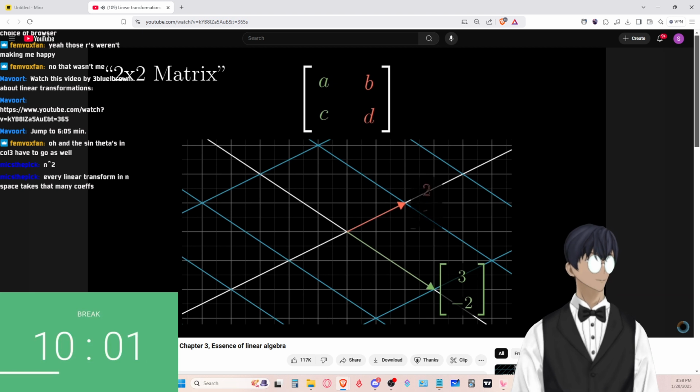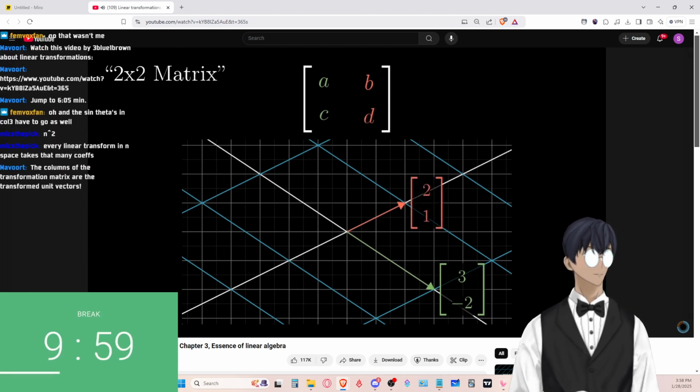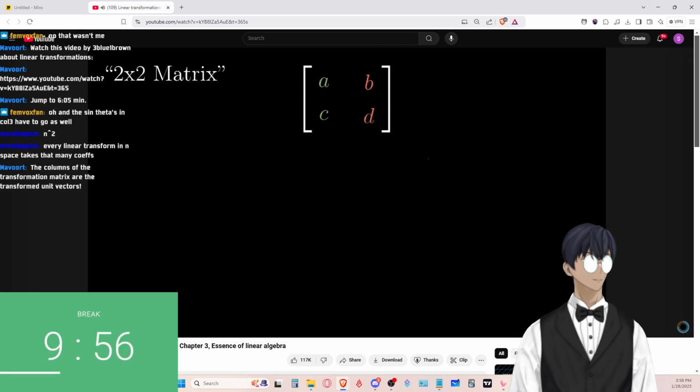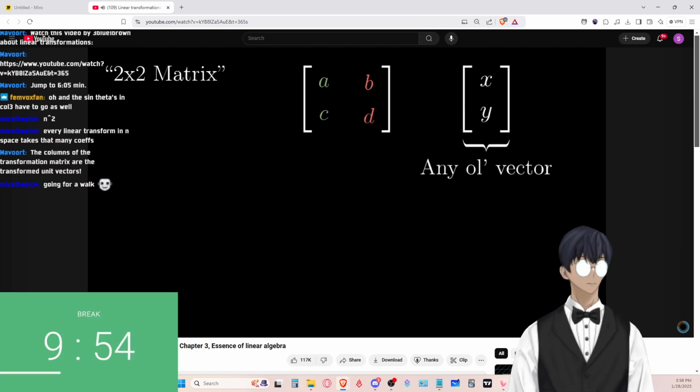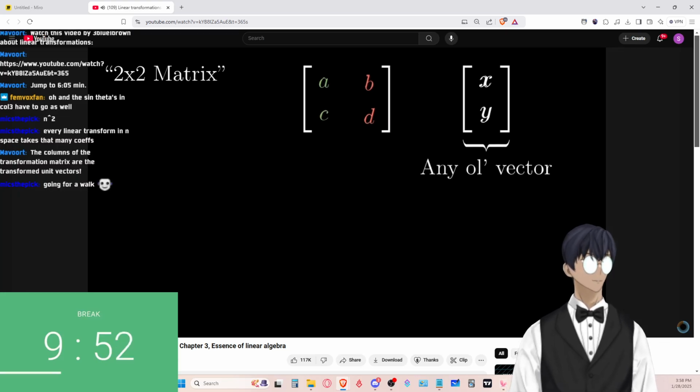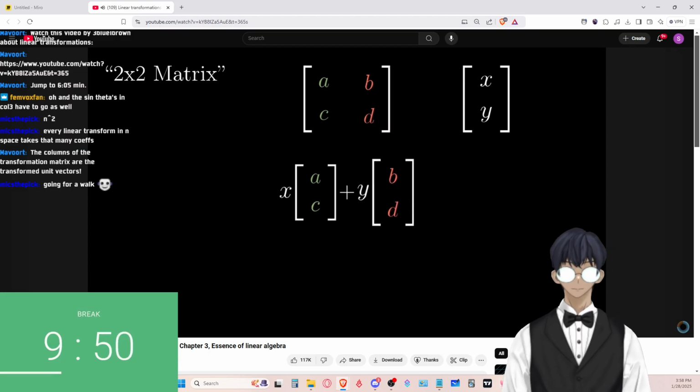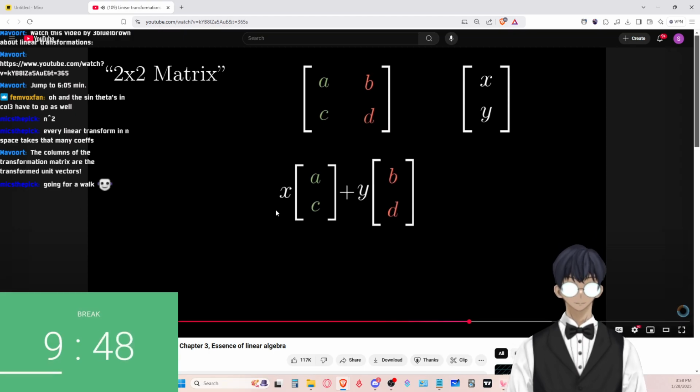And that second column, every linear transformation in n space takes that many coefficients. Some vector x, y. What do you get? Well, it'll be x times (a, c) plus y times (b, d).